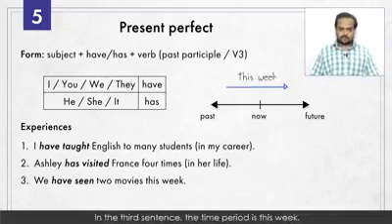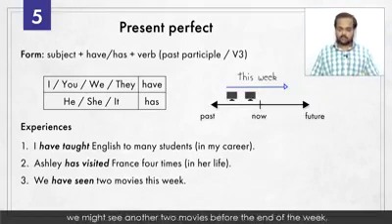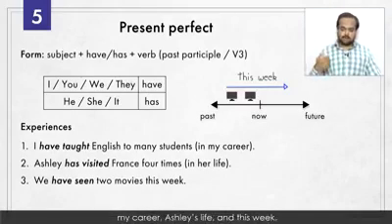In the third sentence, the time period is this week. Maybe today is Wednesday, so this week is not finished. We might see another 2 movies before the end of the week. So in these sentences, the time period is continuing or ongoing. My career, Ashley's life, and this week.